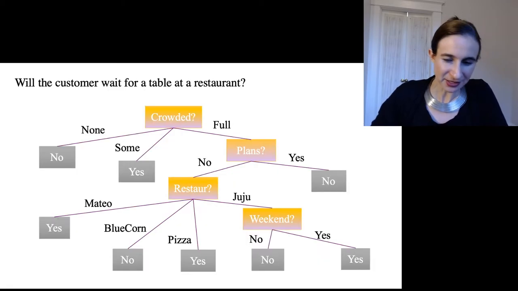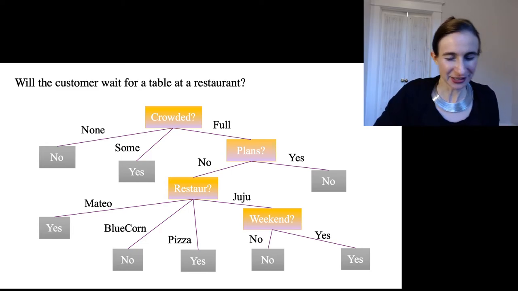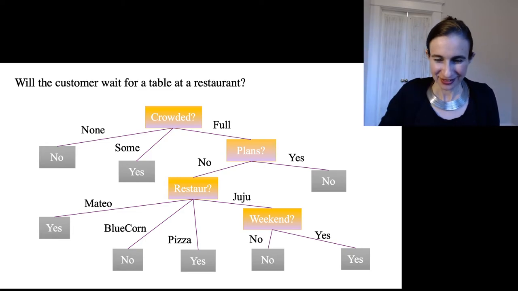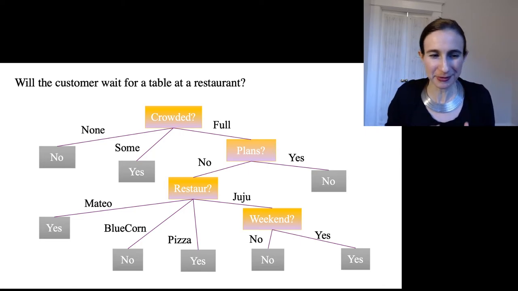Okay, so this is an example of a decision tree that we might construct from these data. And we might ask first whether or not it's crowded. If it's not crowded, maybe the customer will just say, I don't want to wait for a table. There's nobody in here. I don't want to wait for a table. Okay, if there's a few people in there, maybe the customer will wait.